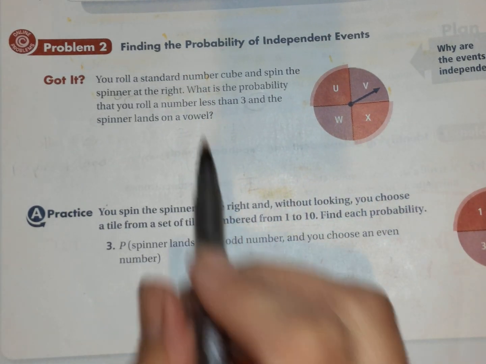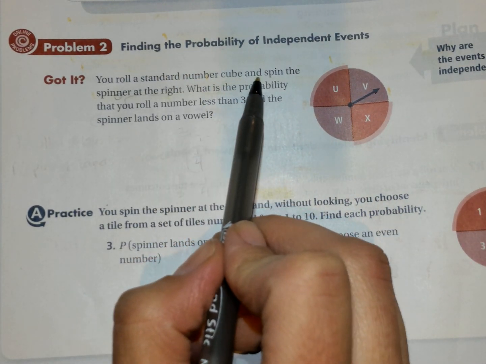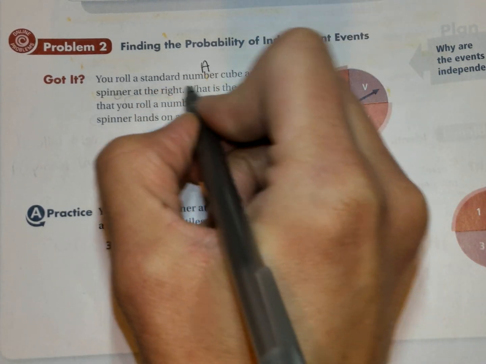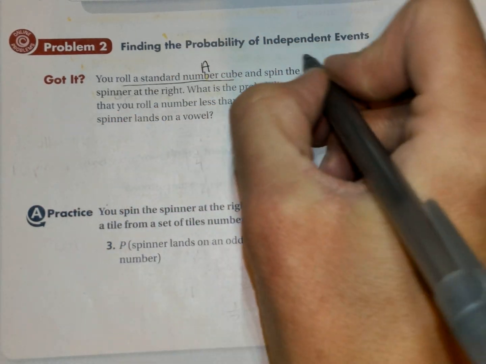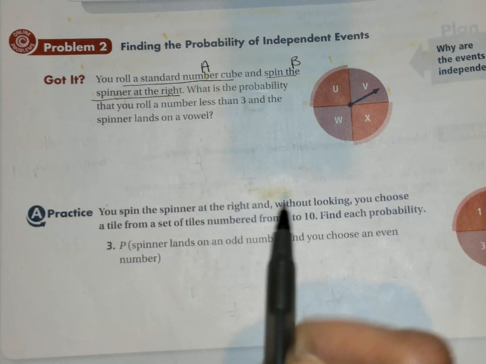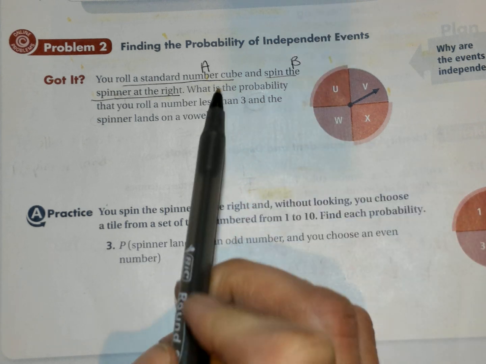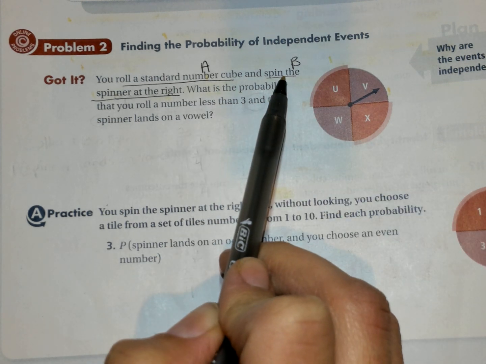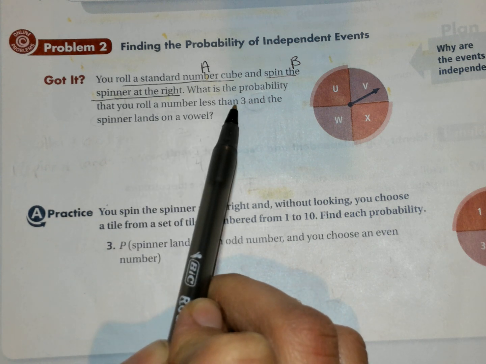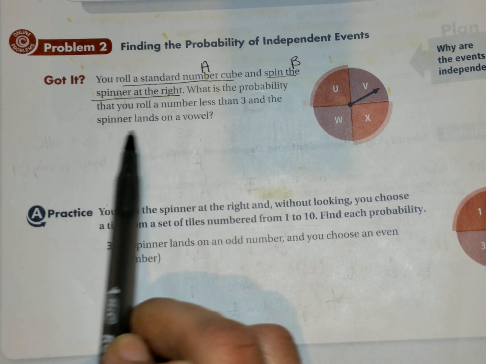Okay, so you roll a standard number cube and spin the spinner at the right. So it's like saying event A is rolling the standard number cube and event B is the spinner at the right. Every time you're seeing A and B, that's what it means. There's one event and then another separate event. So what is the probability that you roll a number less than 3 and the spinner lands on a vowel?